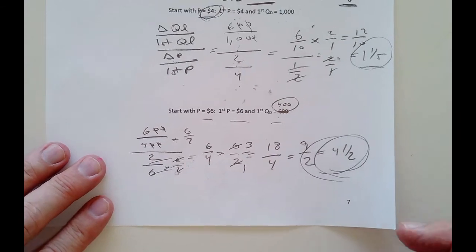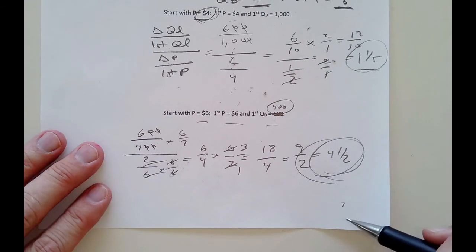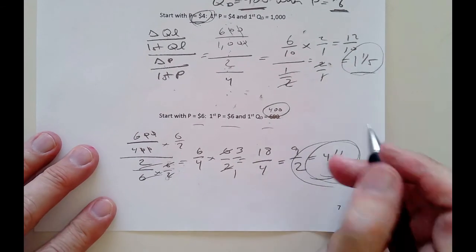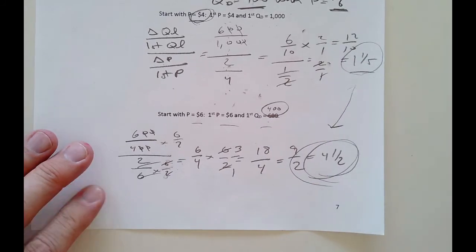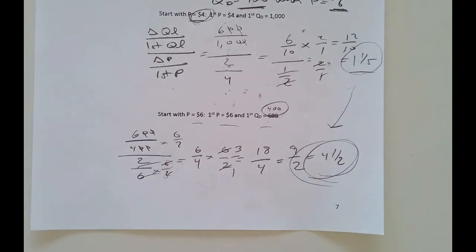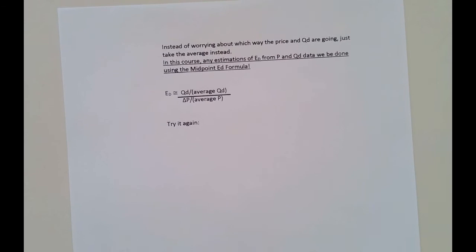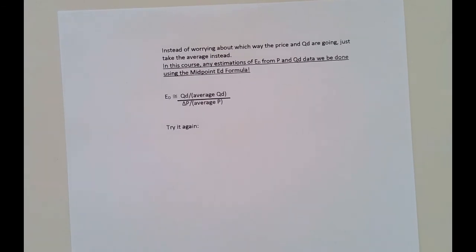And that's a problem. Your boss wants to know the elasticity between $6 and $4, and you have two different answers based on where you start, and that creates a problem, both for economists and for your job, because your boss is going to say, I'm sorry, I don't want two numbers, I want one number. So economists have fixed this problem. Instead of deciding on where we're going to start from, don't worry about it, just take the average.